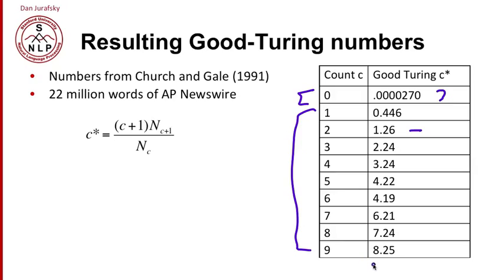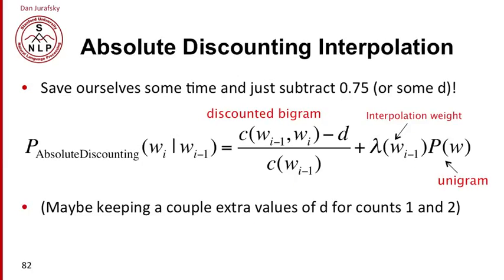And if you look at the actual values of these counts, 8.25 for 9 and 7.24 for 8, you'll notice that in a very large number of cases, the discounted count has a very close relationship with the original count. It's really the original count minus 0.75, or somewhat close to that. So in practice, what Good-Turing often does is produce a fixed small discount from the counts. And that intuition of a fixed small discount can be applied directly. When we do this, we call this absolute discounting.